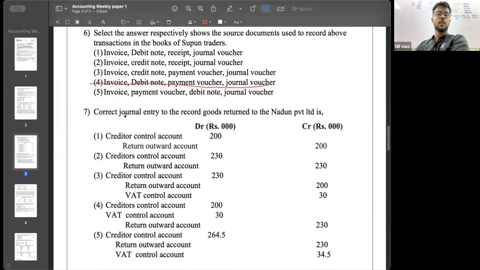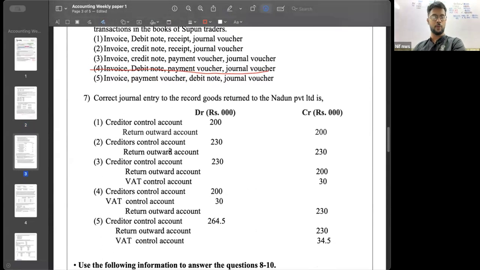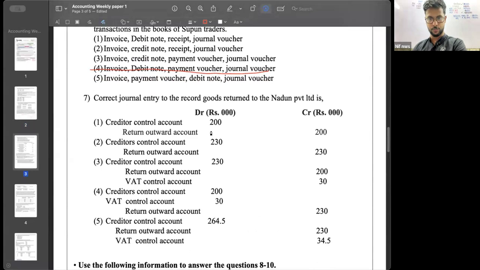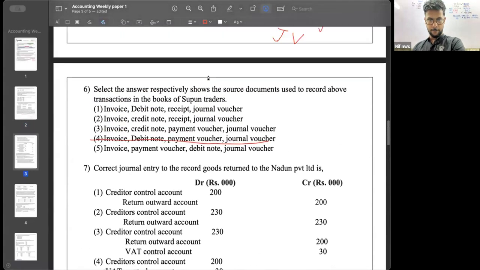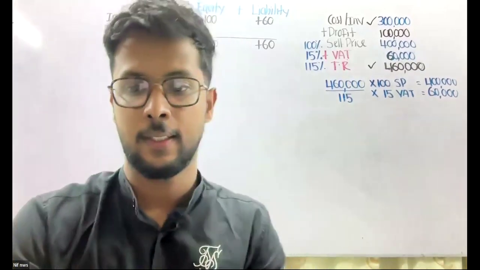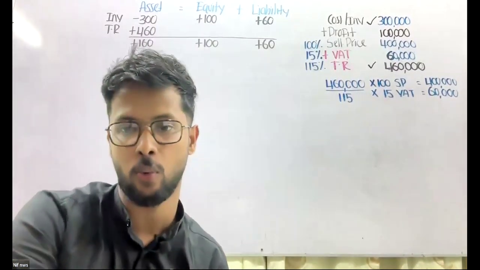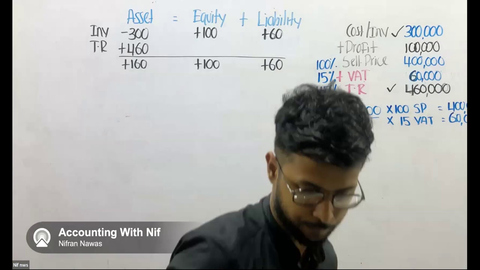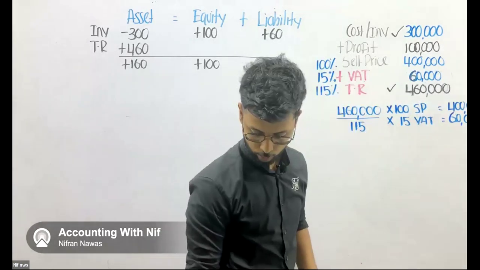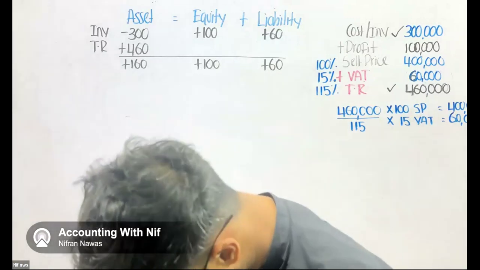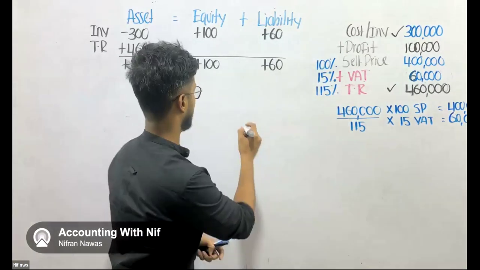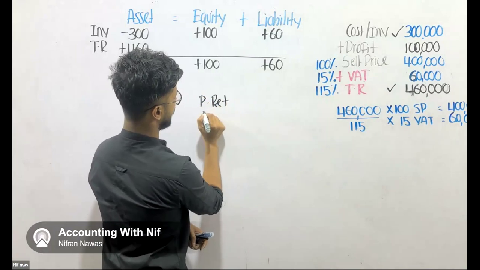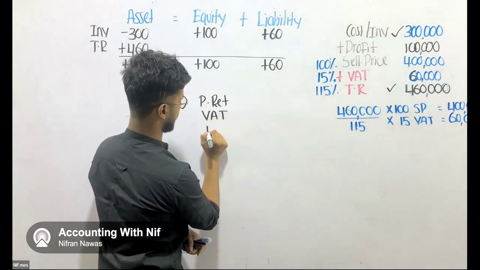And question number 7. Correct journal entry to record the goods returned to Nadun Private Limited. Okay. So we are returning goods. If we return goods, again we have to go back to the proforma, right? So, okay, we are returning back to the board one more time. So this time, we are again going to put down the proforma and work on it, okay? Right, look. We have the purchase return figure. To that purchase return figure, VAT is imposed and we will get the trade payable.